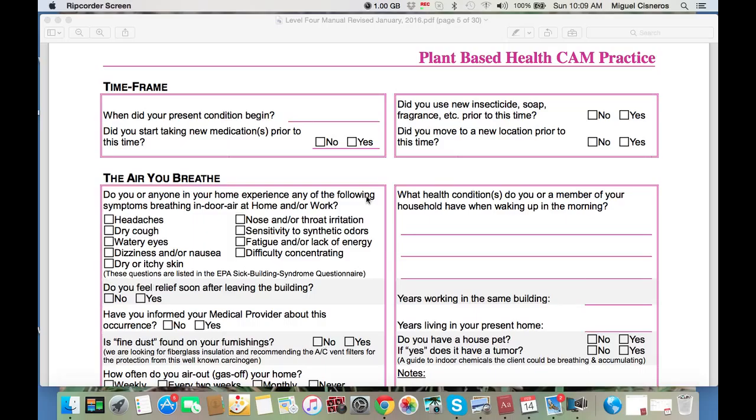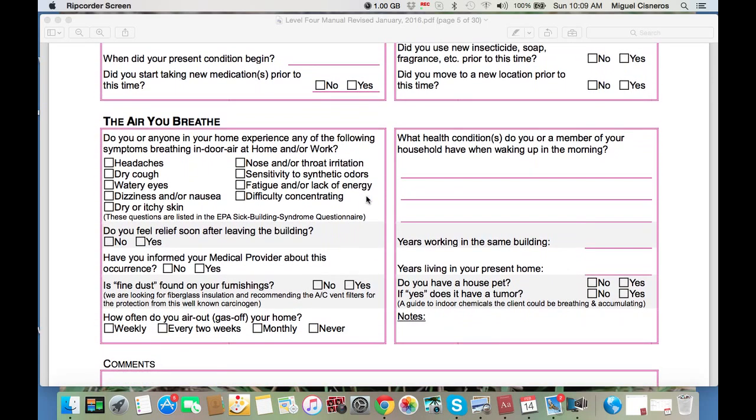Then we get into questioning the 4 areas of good health, the air that they breathe. Do you or anybody in your home experience any of the following symptoms breathing indoor air, at home, at work: headaches, dry cough, watery eyes, dizziness or nausea, dry or itchy skin, nose irritation, sensitivity to synthetic odors, fatigue, lack of energy, difficulty concentrating. These are the questions listed in the EPA questionnaire of sick building syndrome.